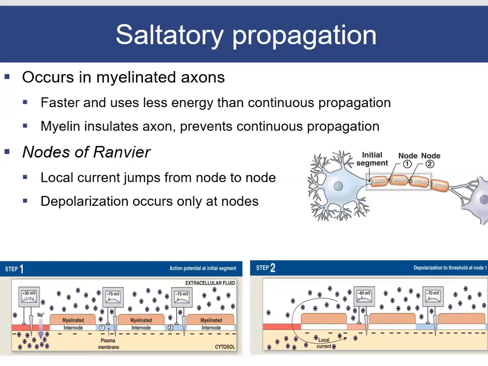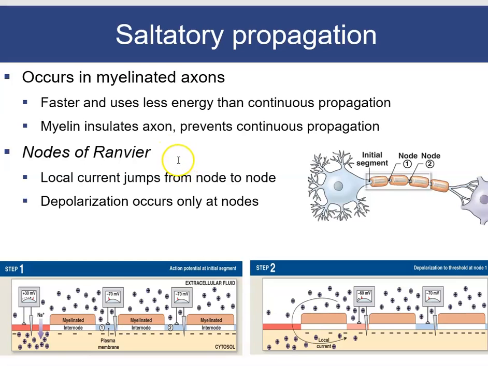Saltatory occurs in myelinated axon. It is much faster and uses less energy than the continuous form. Myelin, remember, insulates the axons and prevents continuous propagation. When the Schwann cells myelinate the axon, they do not cover the entire axon. They leave these little gaps in between the Schwann cells. These are called nodes of Ranvier.